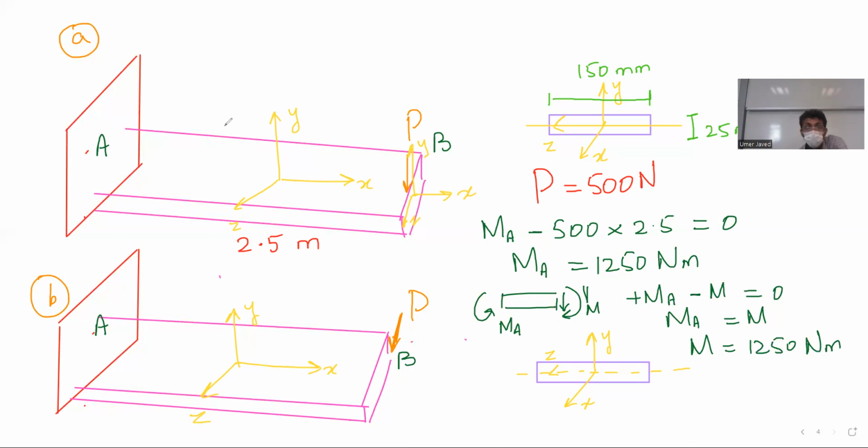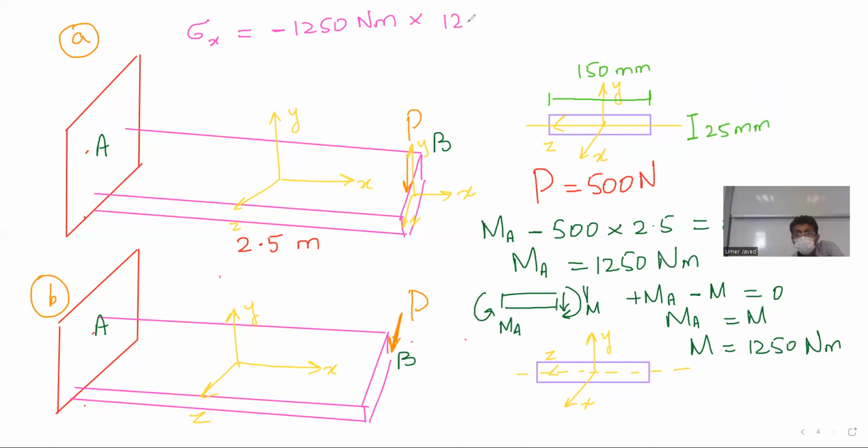Please hang in there with me. So we have stress X equal to, one of the students has already told us the answer, minus 1250 Newton meter. What is Y? 0.0125. Good. Okay, 12.5 over 1000 meter.